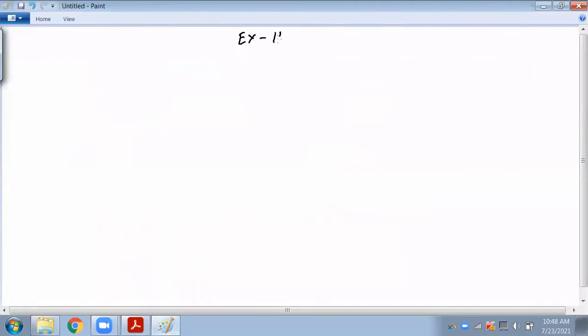Exercise 14.2, B1. Okay, B1. So solution. Now we're going to make a table.